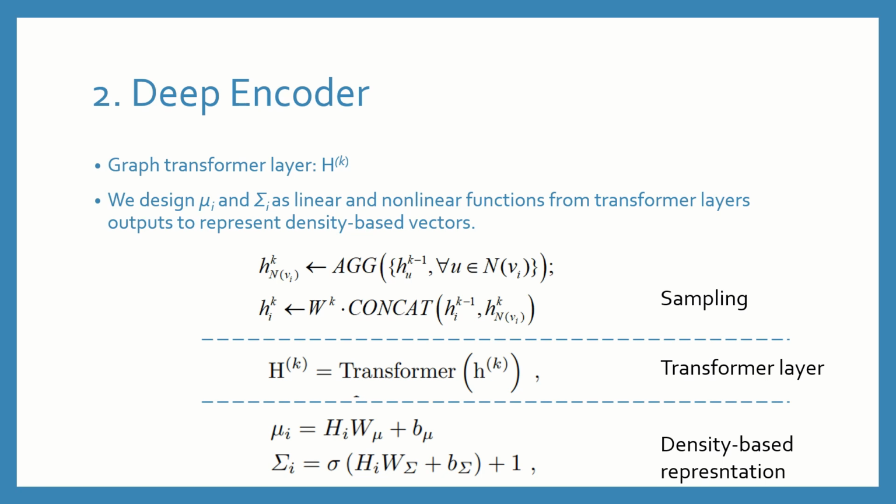More specifically, we define mu and sigma as linear and nonlinear functions of the transformer layer output to represent the density vectors. So for each node vi, we have two parameters, mu and sigma, which are the linear and nonlinear functions. Here we can see that sigma uses the activation function.